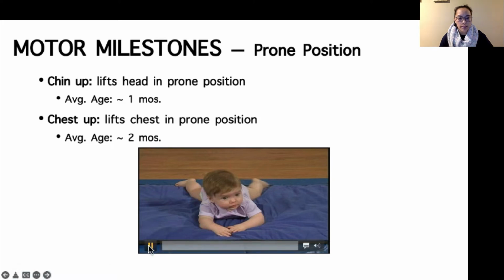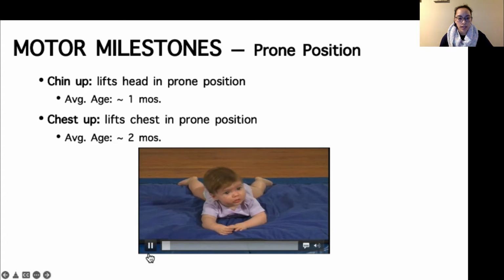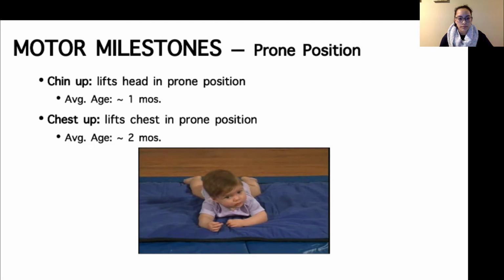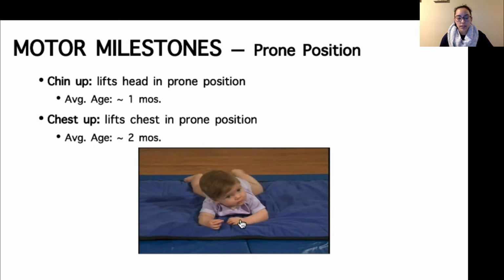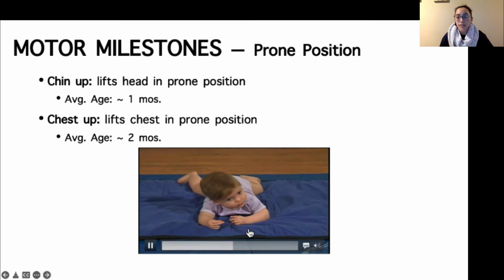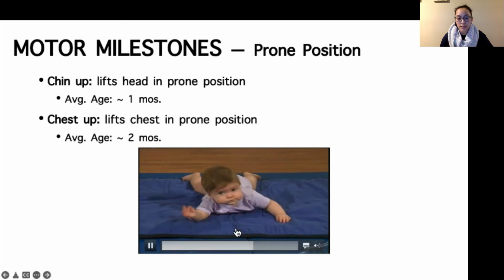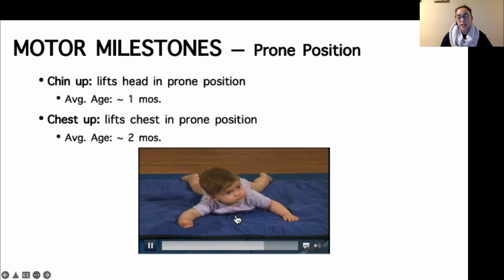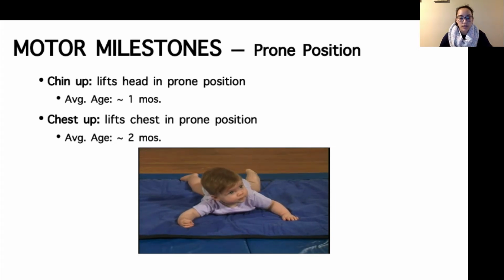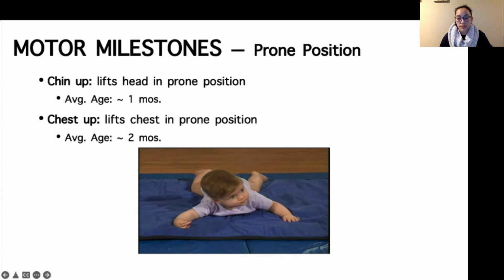So I can play this video, right? So we could see a rate limiter in the development of a chest-up motor milestone might be muscular endurance, right? You can see maybe this baby started to get fatigued because the chest started to drop. But this would be an important motor milestone prior to crawling, which also happens with the tummy facing the ground.